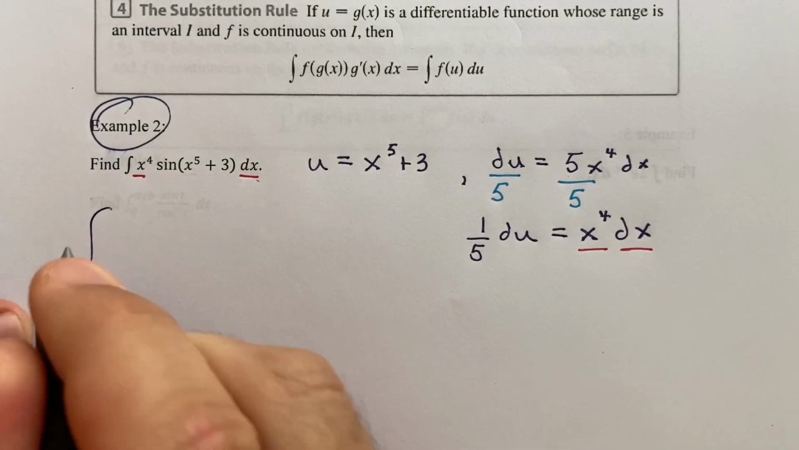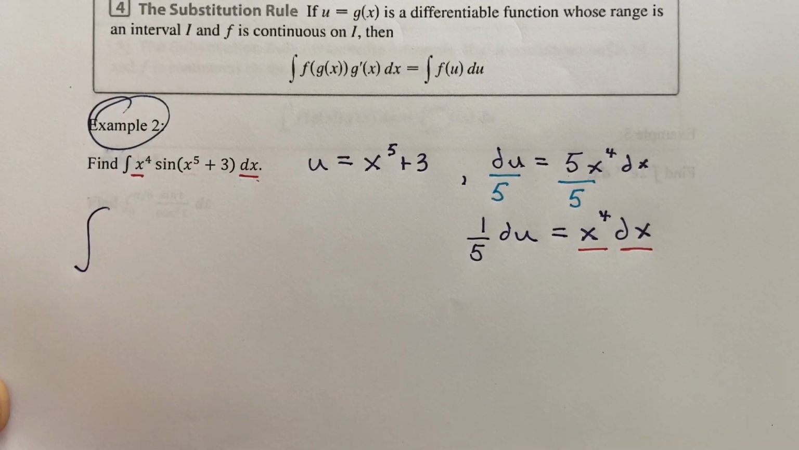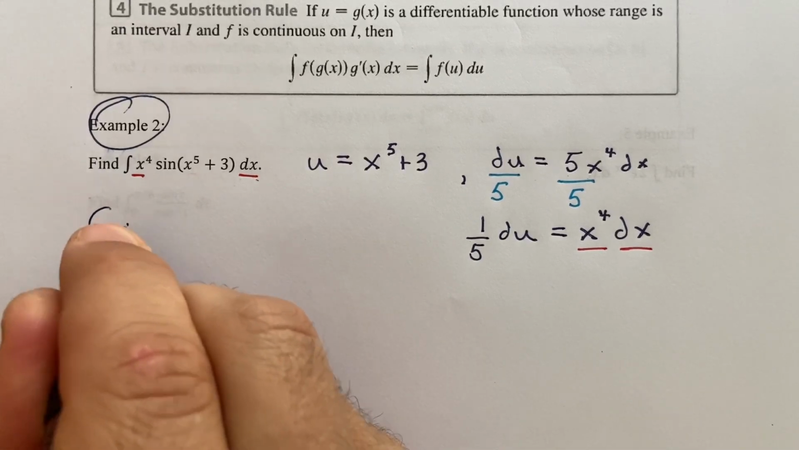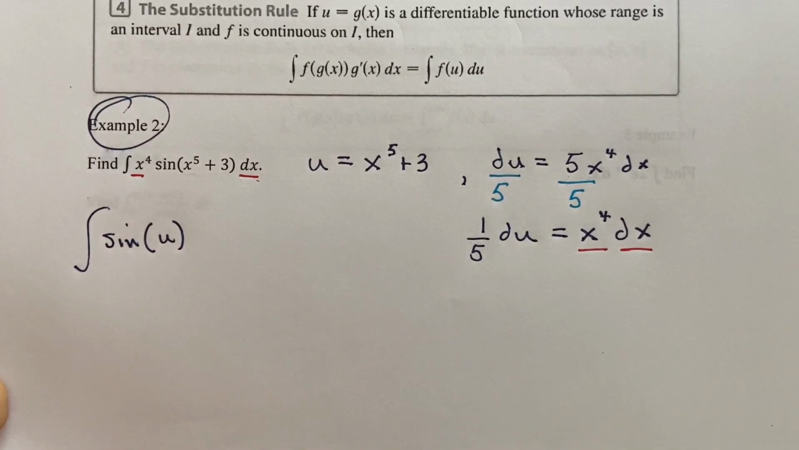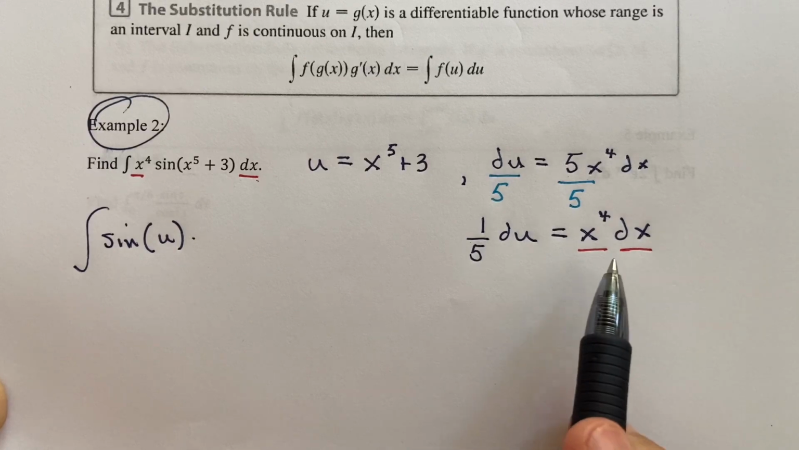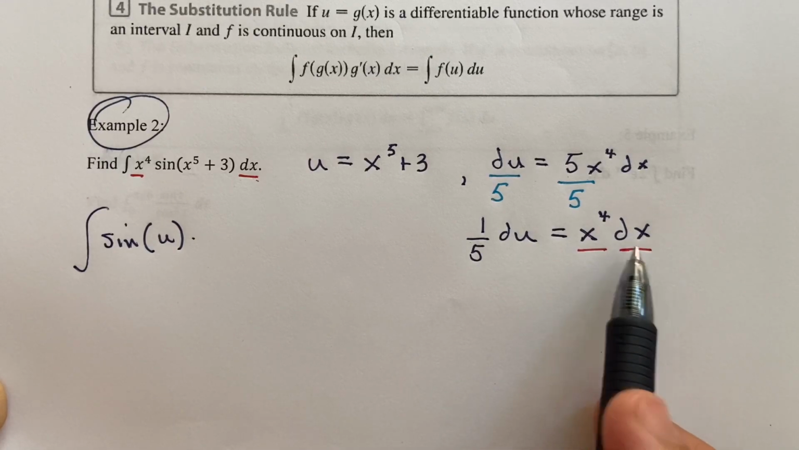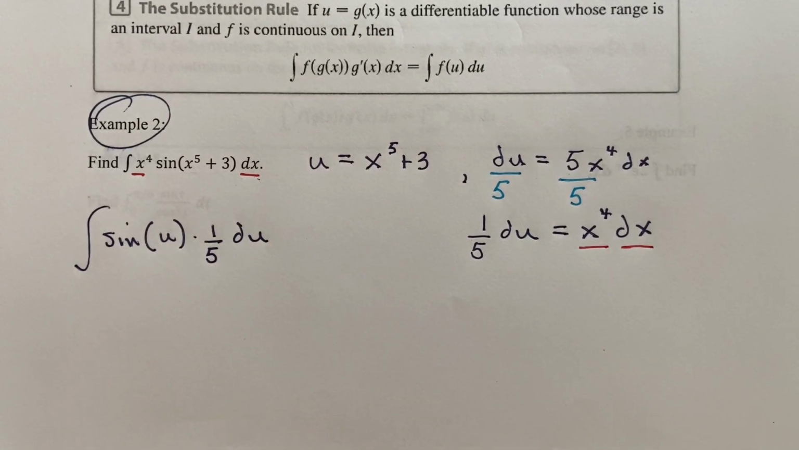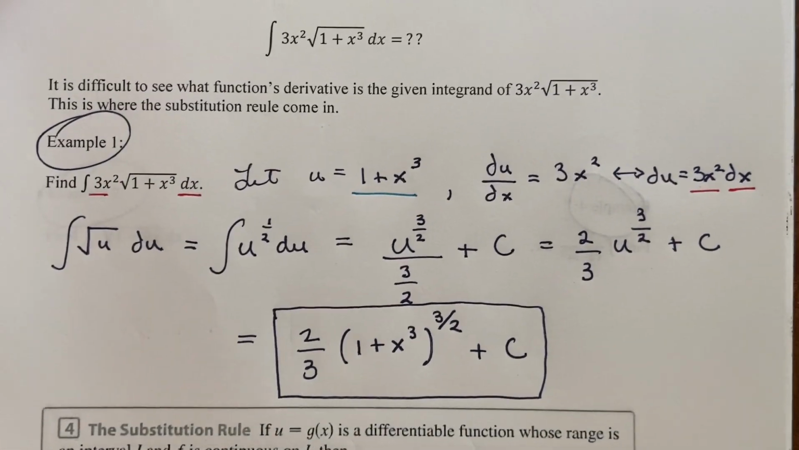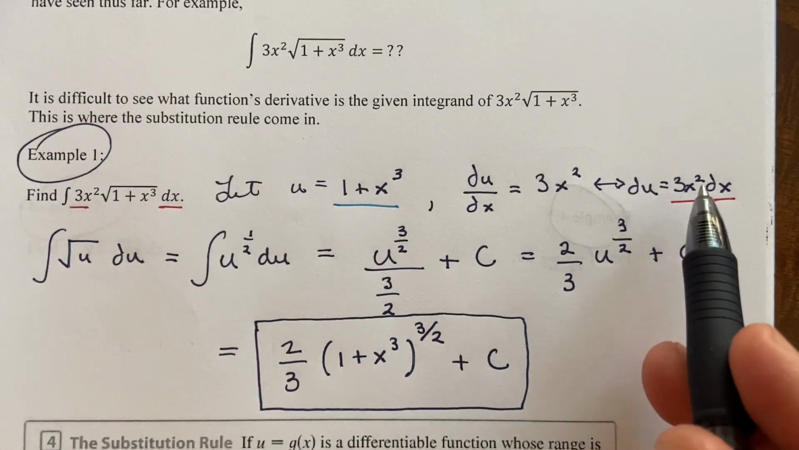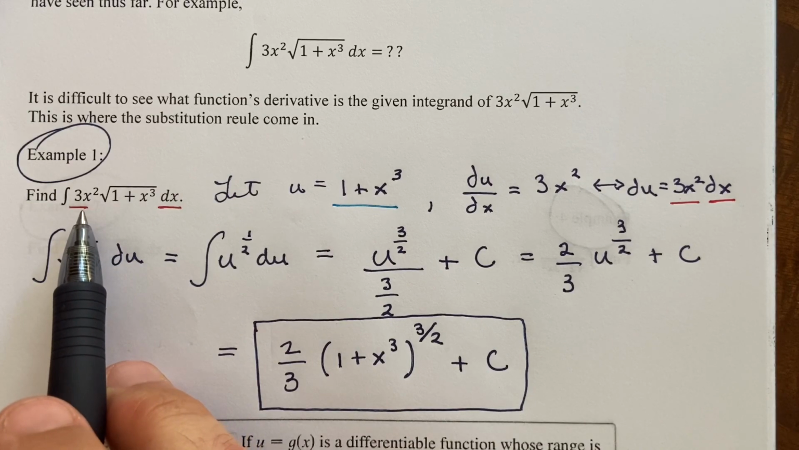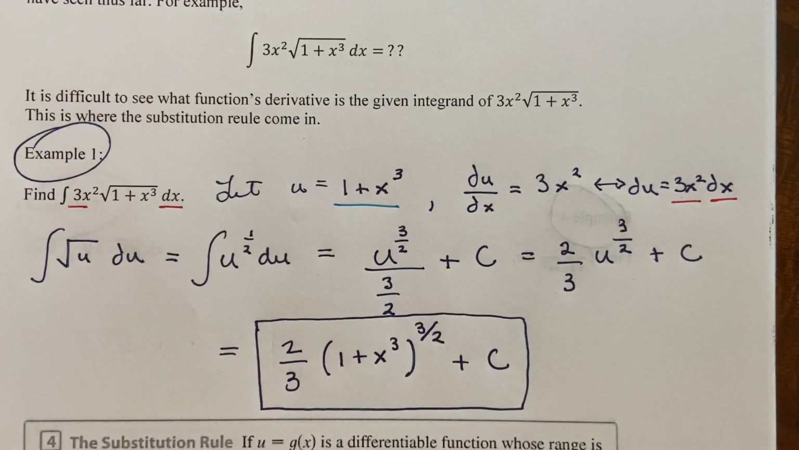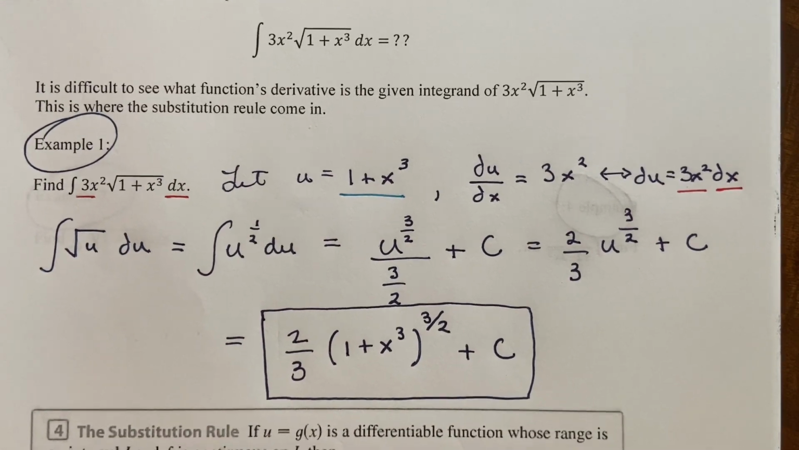So this new integral would be sine of u times, instead of x to the fourth times dx, I have 1/5 of du. Okay, so we need to make that adjustment. In the first one, there was no adjustment needed because our derivative was exactly what was present.